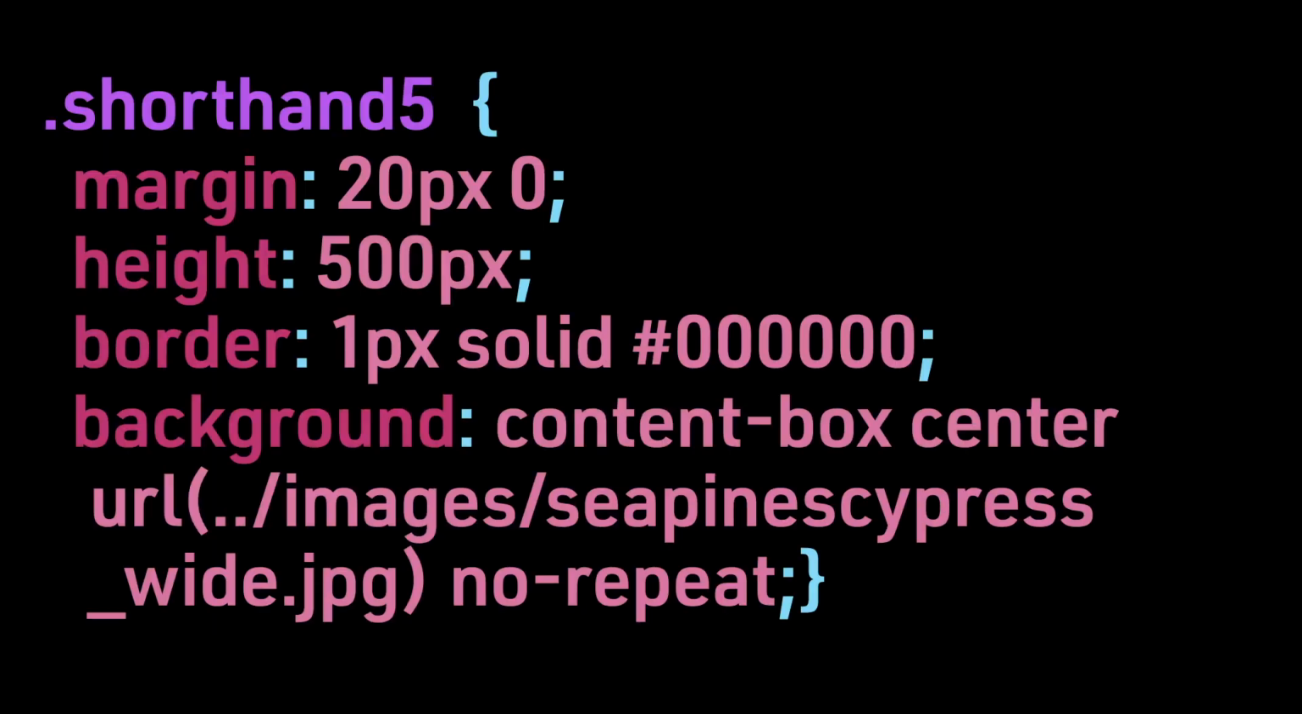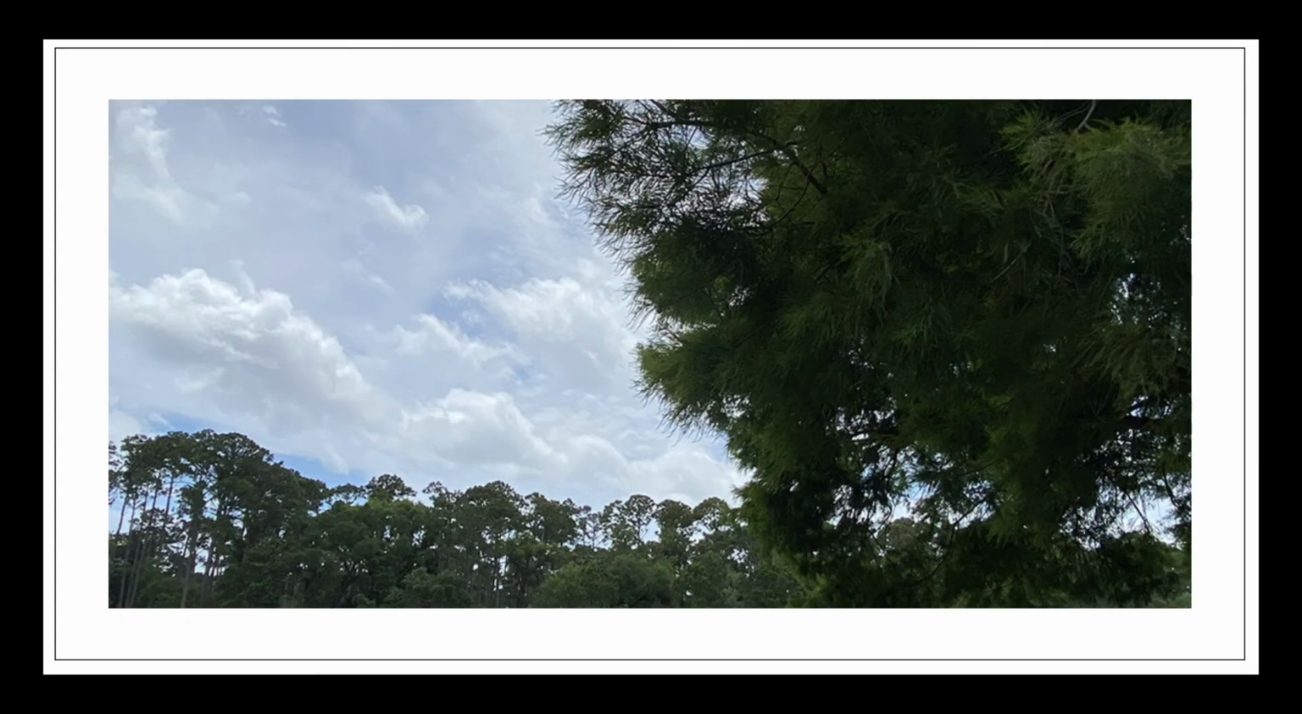Here is the CSS for using background clip, background position, background image, and background repeat. This is how it would display. Some padding is necessary to see that the background image is being clipped to the content box.